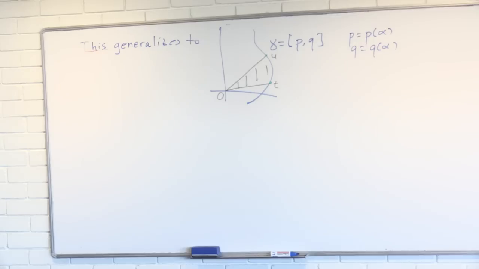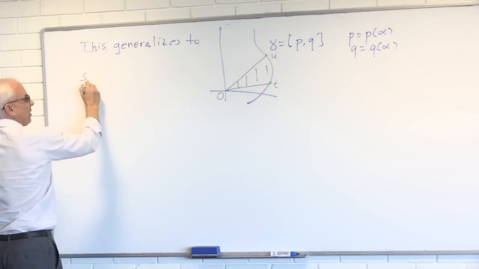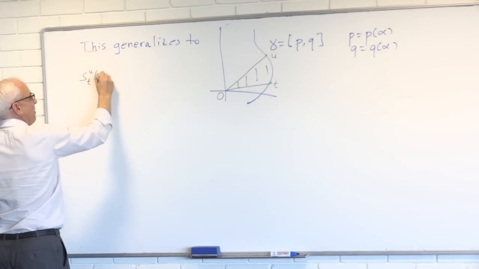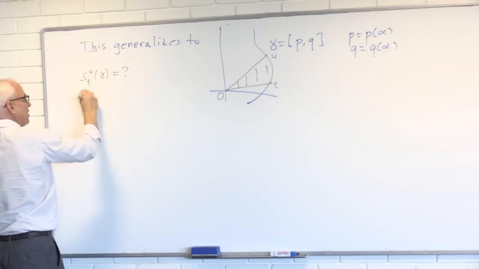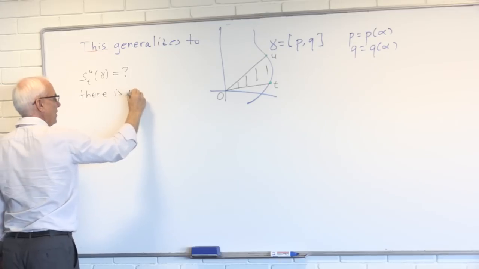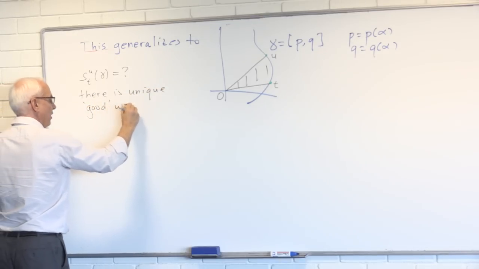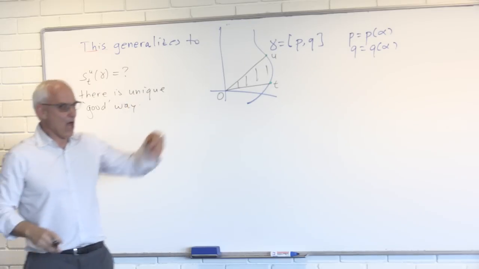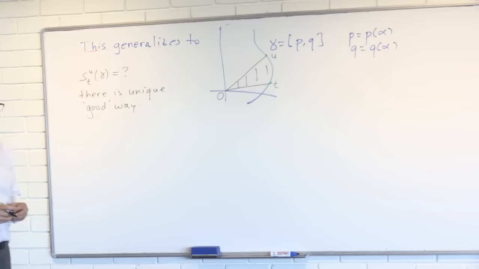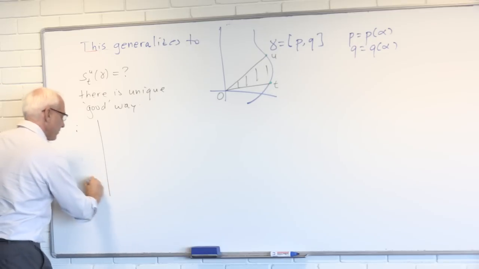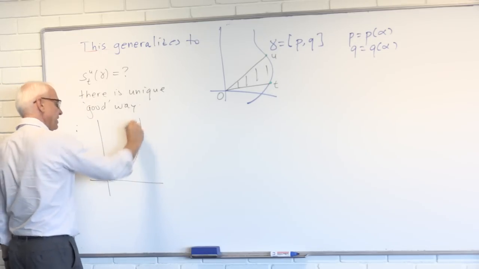And it turns out that there is really only one way of doing this, and that's the critical point. That we want to define signed area from t to u of gamma. And it turns out there is a unique way of doing this. There is a unique good way of doing this, where good means that it aligns with the properties of the linear spline that was just given by the linear algebra over there.